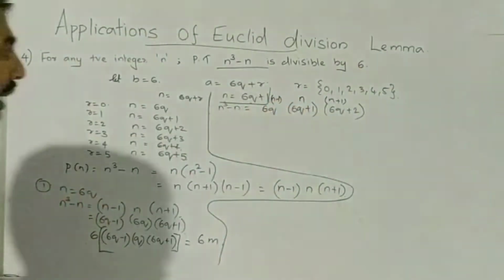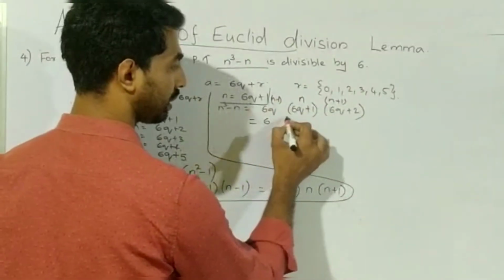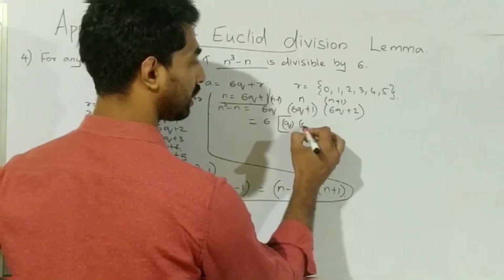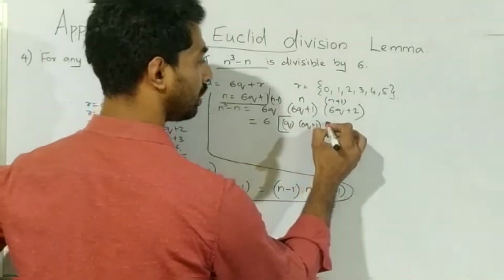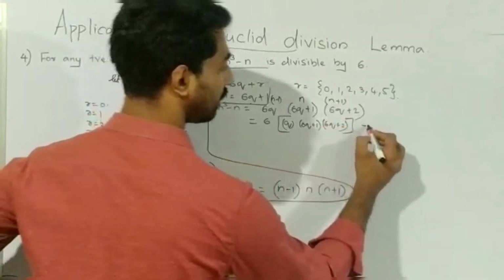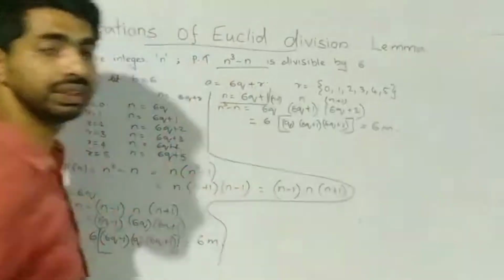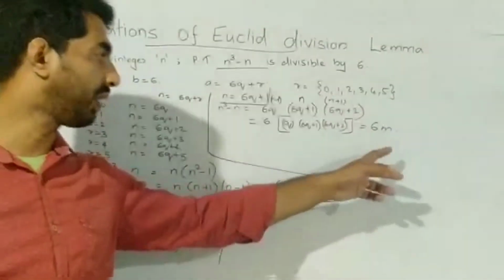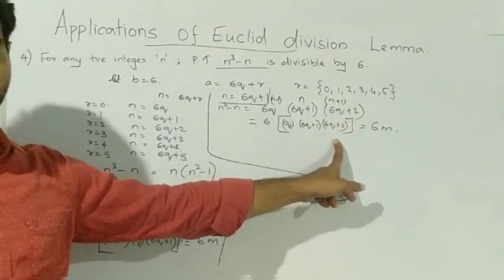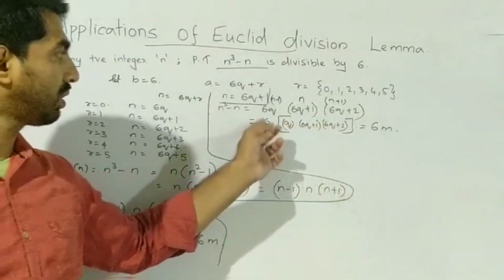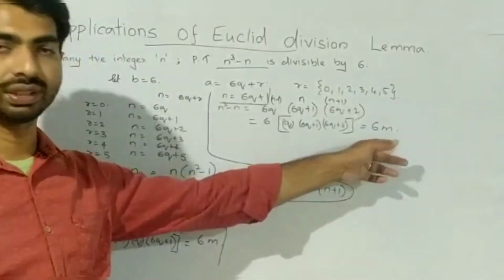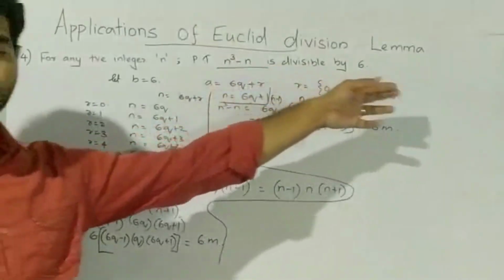Again, we have 6 as a common factor here, so it is q into 6q plus 1 into 6q plus 2. Again, it is in the form 6m, a multiple of 6, where m is q into 6q plus 1 into 6q plus 2. So for 6q plus 1 also, n cube minus n is divisible by 6.